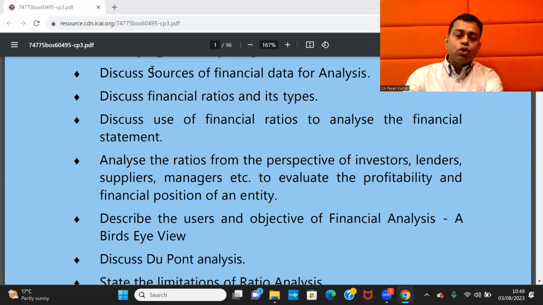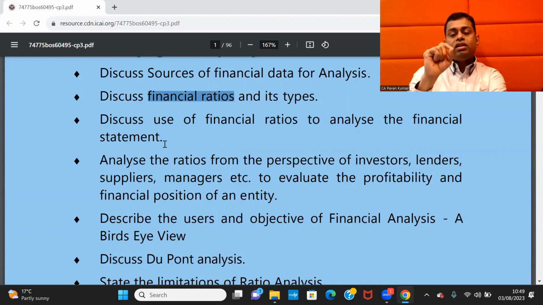Now you tell me, what are the sources of financial data? Items of financial statements. So we take items from financial statements and then we do analysis and we apply ratios. Discuss financial ratios and its types. So there can be financial ratios, there can be non-financial ratios. We are dealing with only financial ratios here. Then discuss the use of financial ratios to analyze financial statements.